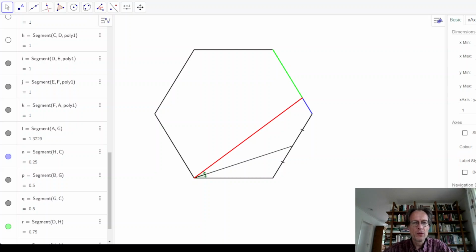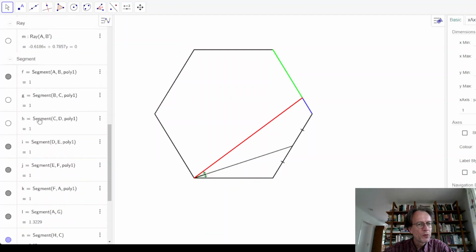Welcome to the solution of the intermediate puzzle Hex Division 2 from June 19th of 2024. It shows a regular hexagon with a line segment to this midpoint and another red line segment that forms equal angles. And we're asked to find the proportion blue to green to red.